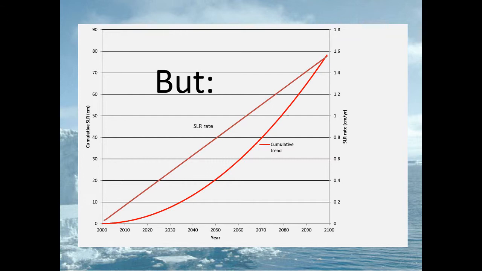And I know I'm not supposed to talk about projection, but a few words on it. This is what happens if you do that. This is the cumulative trend you get on the left here. From both ice sheets, by the end of the century, you get something like 80 centimetres. And wow, you get a sea level rate of 1.5 centimetres a year by 2100 if you do that.